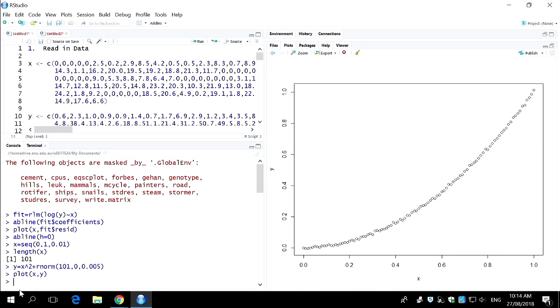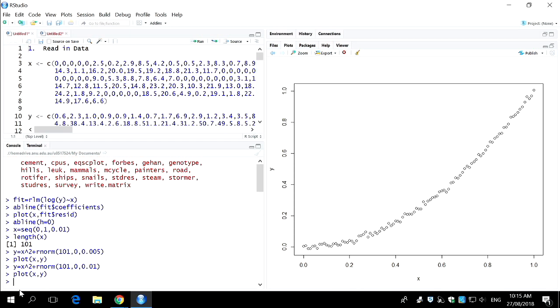Okay, I'm going to plot xy. Now, you can see it looks like not a straight line, looks like a curve. And you can see there's a little bit of noise in there, right? Now, if I jack up that noise, right, instead of 0.005, I make it 0.01.